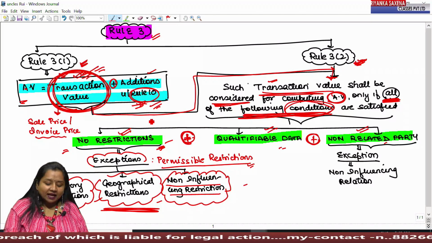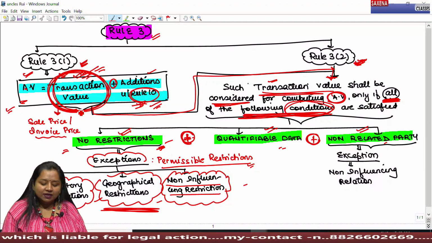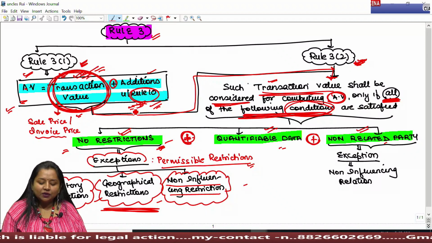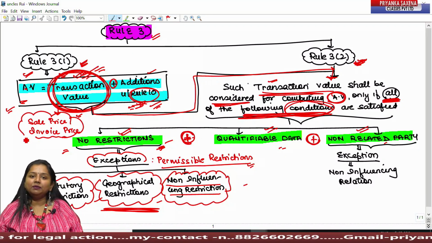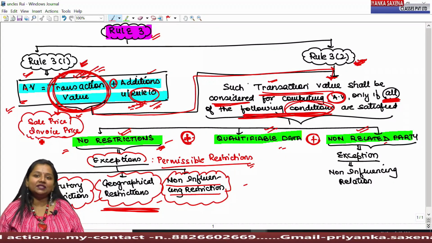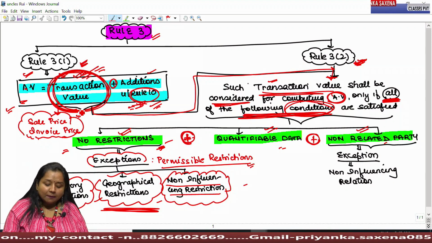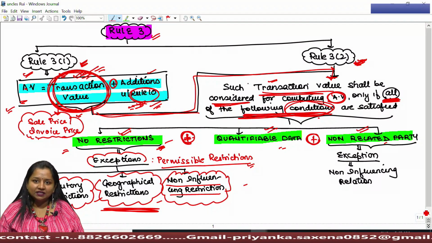So, we can say that under Rule 3.1, assessable value shall be taken as the aggregate of transaction value and additions under Rule 10, where transaction value is the price paid or payable by the buyer to the seller as shown in the invoice. Therefore, it is also known as sale price or invoice price. But this transaction value can be considered only if three conditions are satisfied.